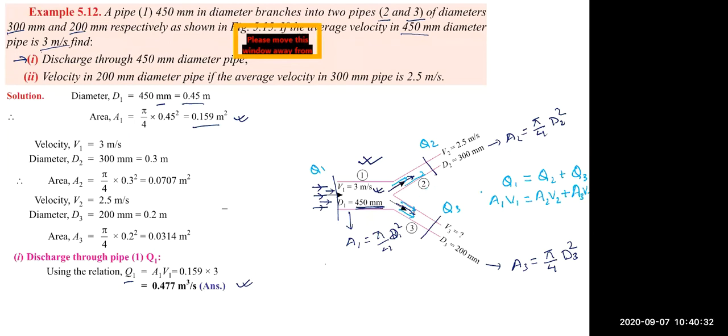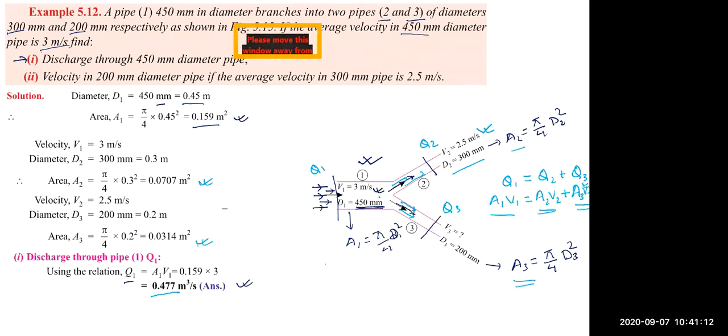Okay. So you have calculated A1 into V1. That is equal to 0.477 meter cube. Now you have to calculate A2 into V2. A2 you can calculate from here. V2 is given to you in meter per second. So A2 we are getting 0.0707 meter square. V2 is given, so you can put it here. Now come to this last expression, A3 into V3. A3 is known to you. Only unknown will be your V3.